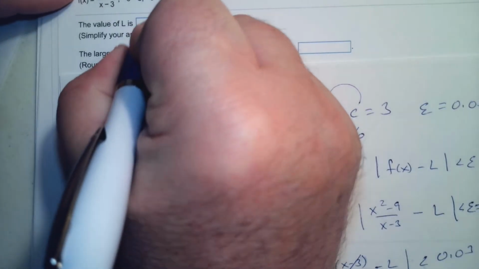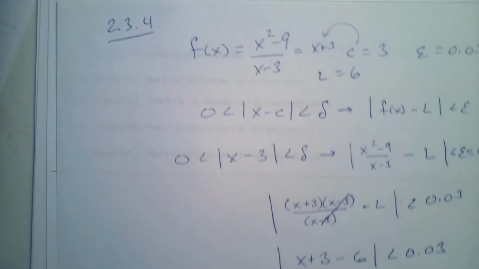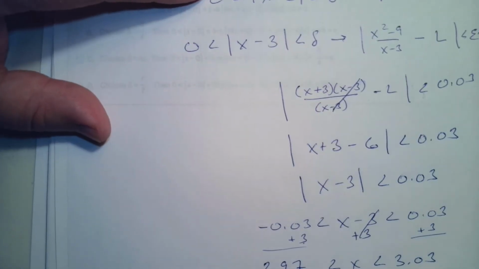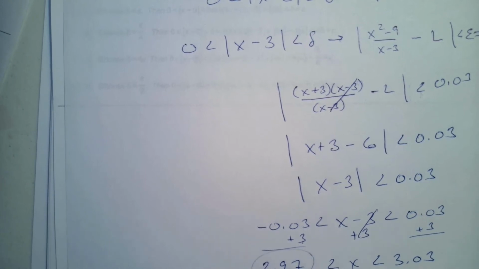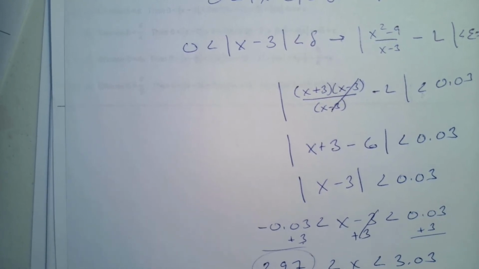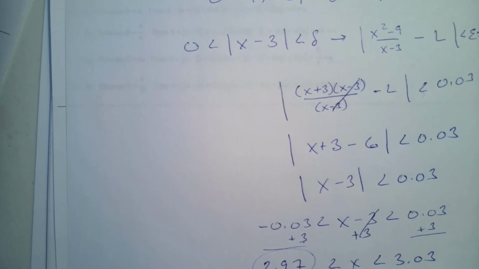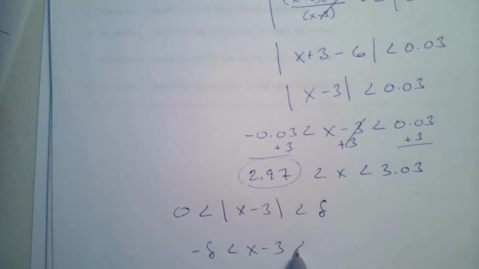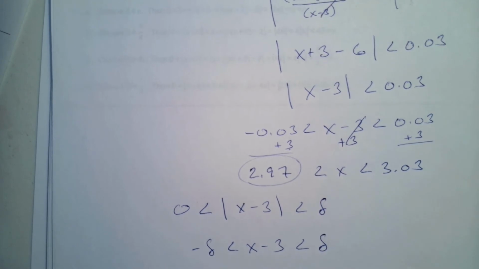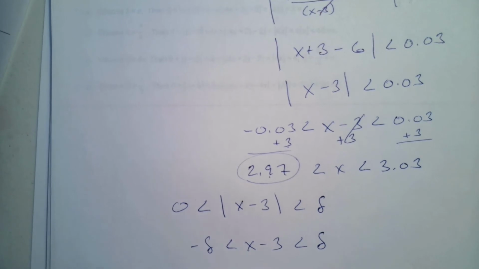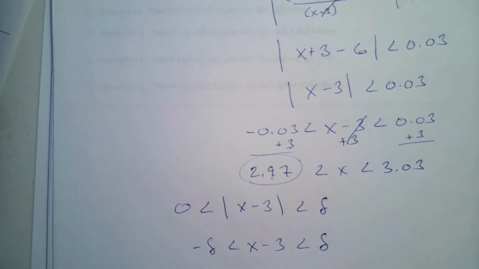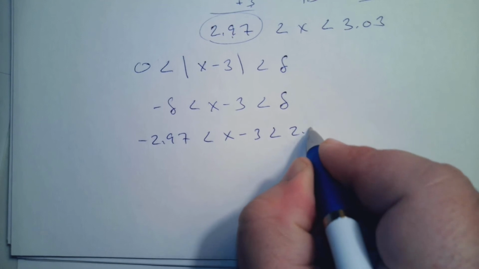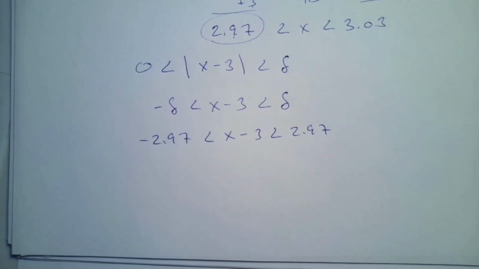So the value of L we know is 6. We calculated that already. Okay, the largest delta: we're going to look at the gamma now, or delta, so we know which ones we have to use. We have to use the lower of the two, and we're going to use that value. So we have negative 2.97 minus 3, 2.97. Add 3.